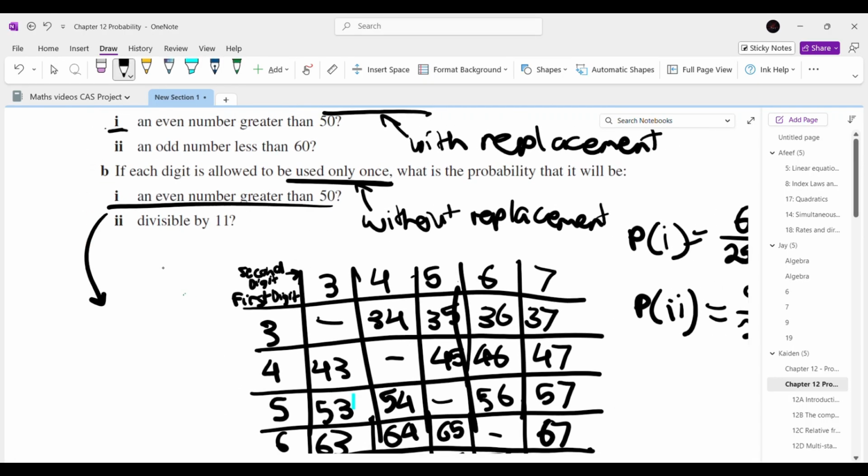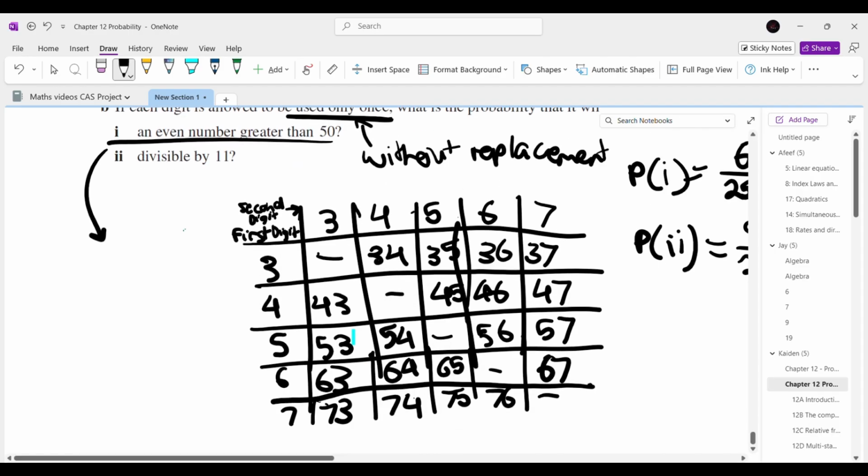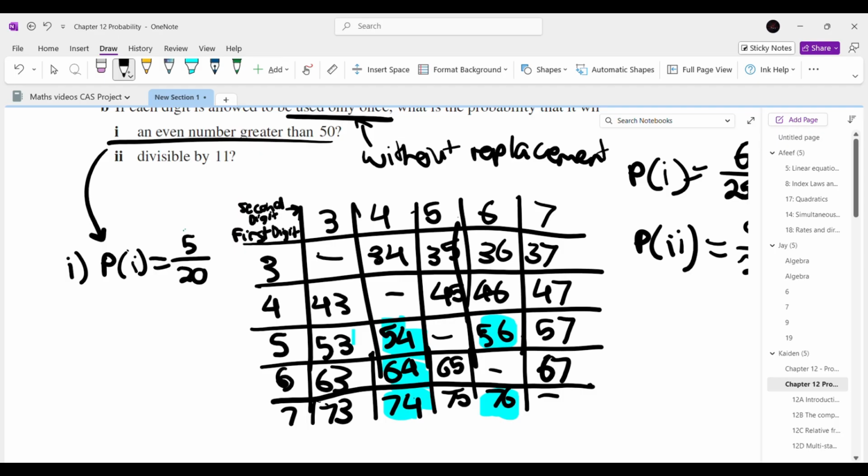An even number greater than 50. So we have these. And as you can see now, 66 has been taken because it's using both 6 and 6, which wouldn't be possible without replacement. So an even number greater than 50, there's 5. The probability of this, there are 5 outcomes which satisfy this over our 20, which just simplifies down to 1/4.